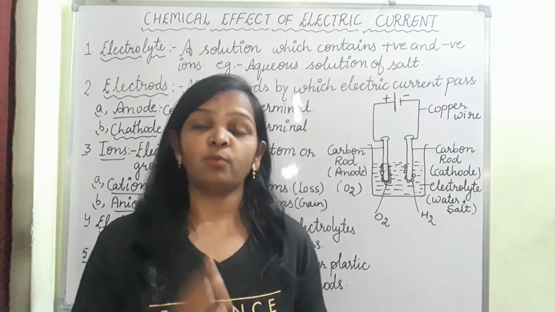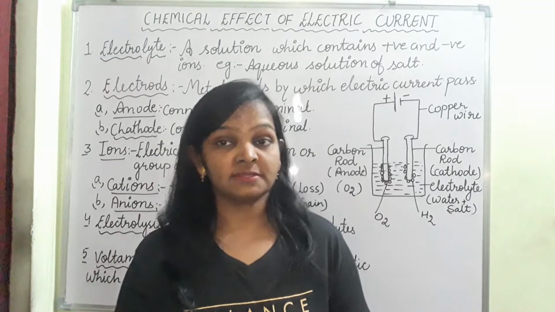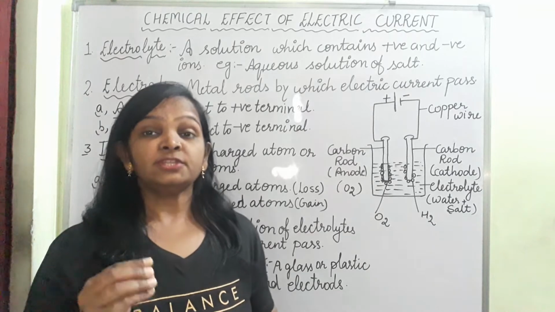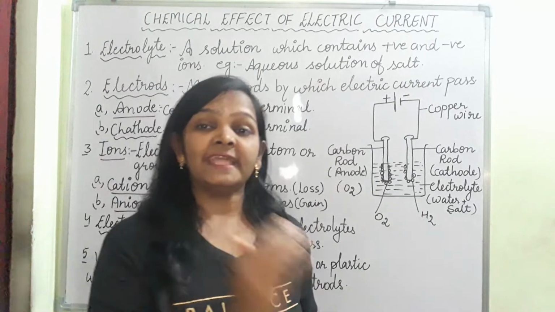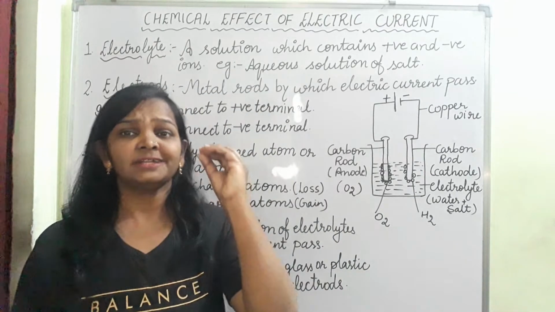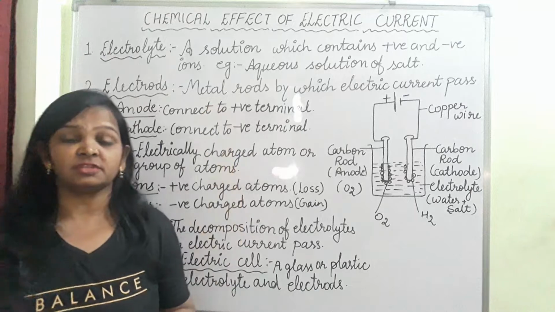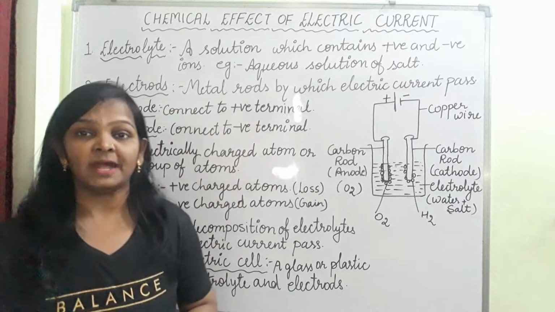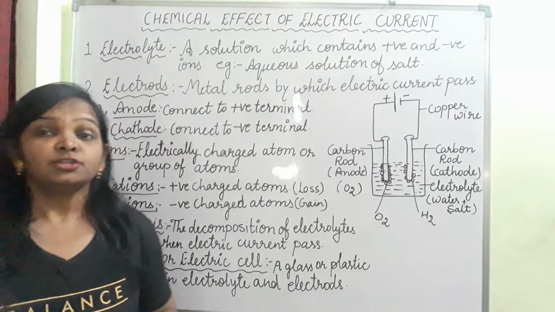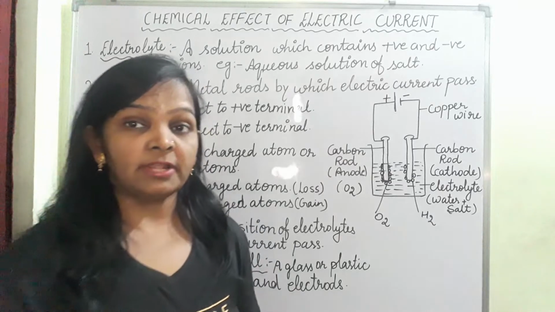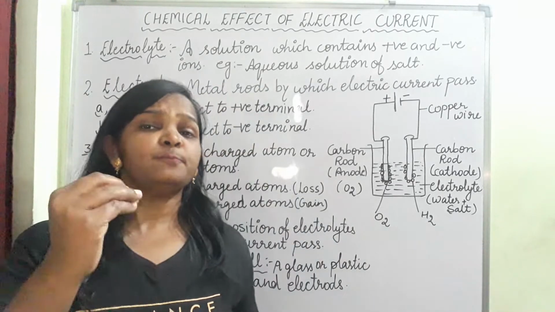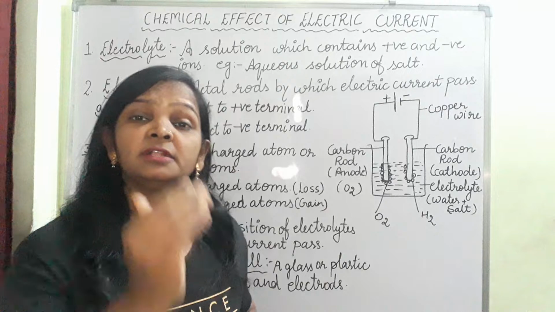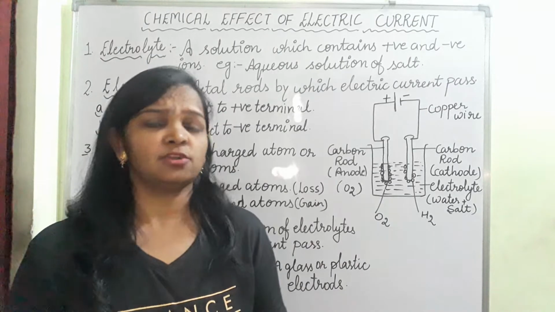Okay, and the next important term in this process is electrodes. So what do you mean by electrodes? Electrodes are metal rods which are connected to the positive or negative terminal of the battery. If they are connected to the positive terminal of the battery, that is called anode. If they are connected to the negative terminal of the battery, that is called cathode. So electrodes are of two types, anode and cathode.